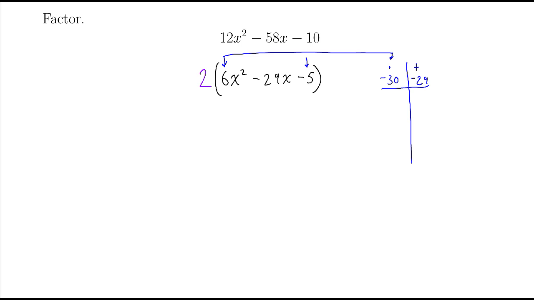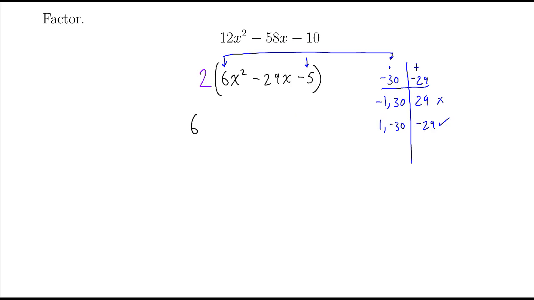Okay, the first thing I think of is negative 1 and 30. Those add up to positive 29, so that's not good. Maybe 1 and negative 30. Those add up to negative 29, so check. 1 and negative 30. I'm going to use those two numbers to split negative 29x into two terms, 1x and negative 30x.